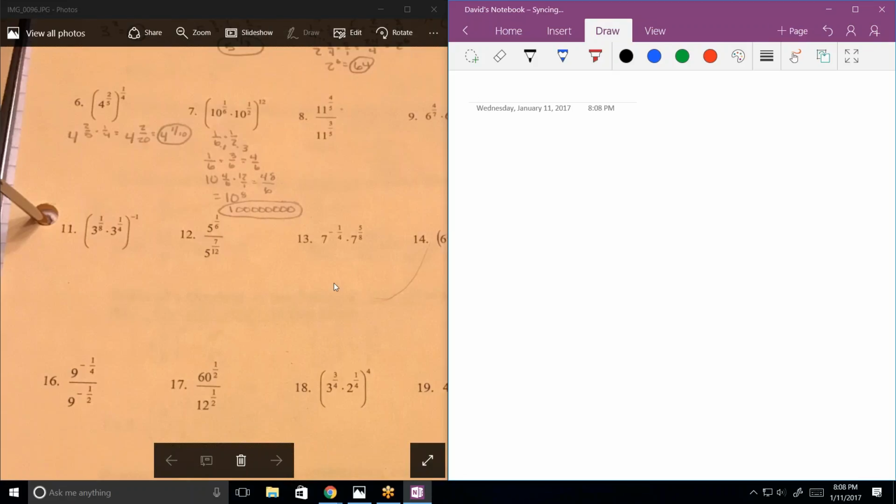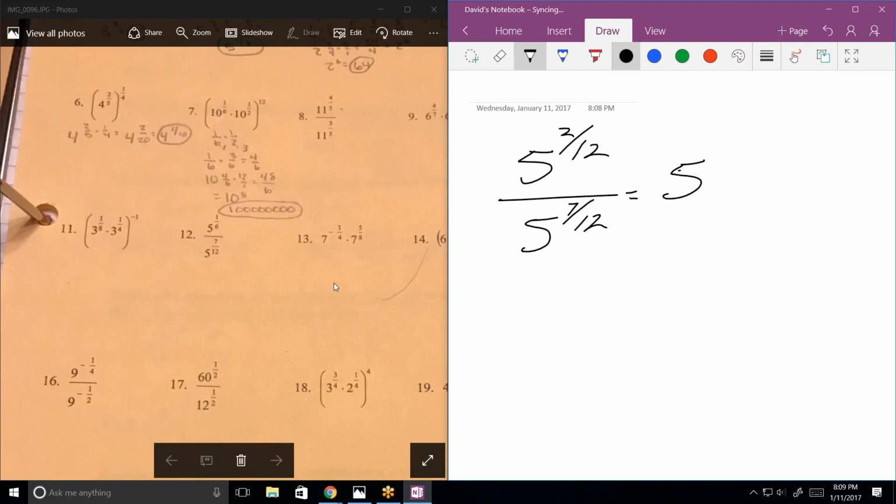Cool. Number 12. Let's see here. So it'd be 5 to the 2/12. Yeah, my bad. 5 to the 2/12 divided by 5 to the 7/12 is what? So that would get you 5 to the minus 5 over 12.